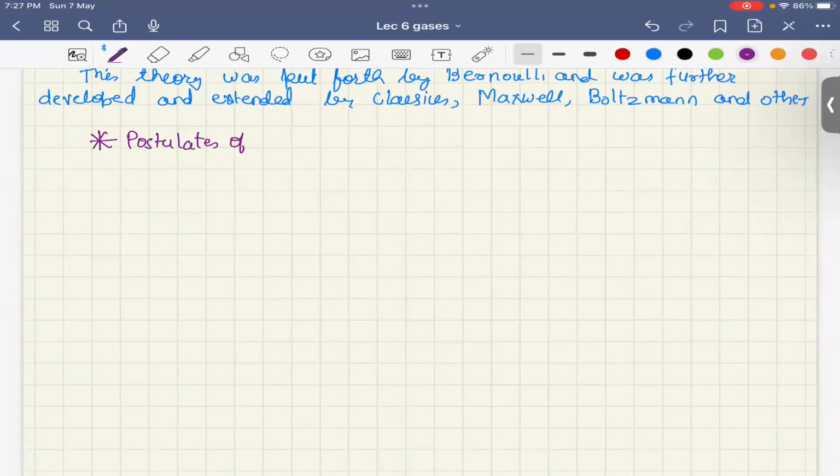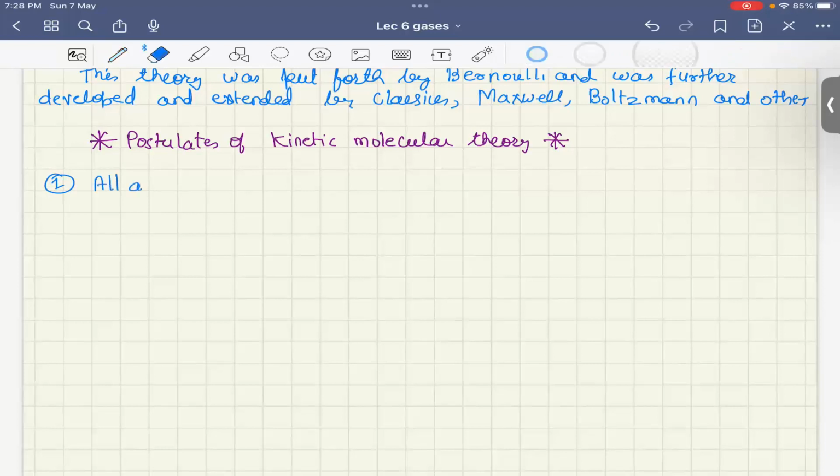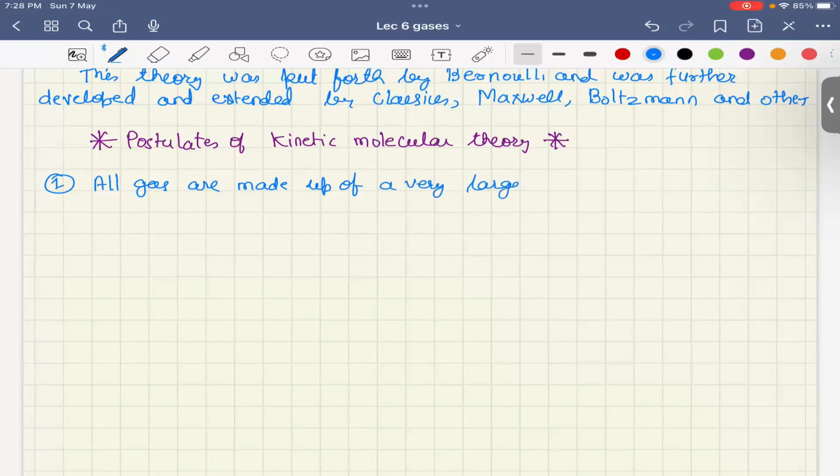Postulates of kinetic molecular theory. The first postulate of this theory is that all gases are made up of a very large number of minute particles, and these particles are known as atoms or molecules.